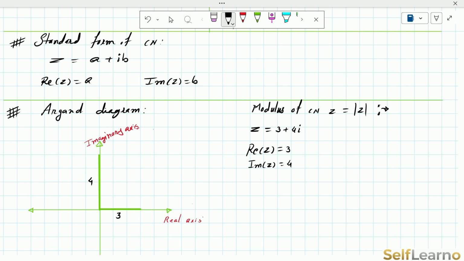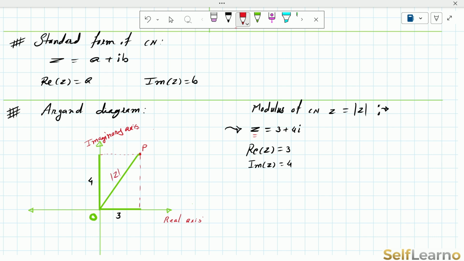We want to mention or indicate the position of this complex number on this Argand diagram. So what you should do, this point P, the position of point P indicates the position of this complex number on the Argand diagram. And the length of this line segment, let me call it OP. The length of this line segment OP is nothing but the modulus of complex number z.